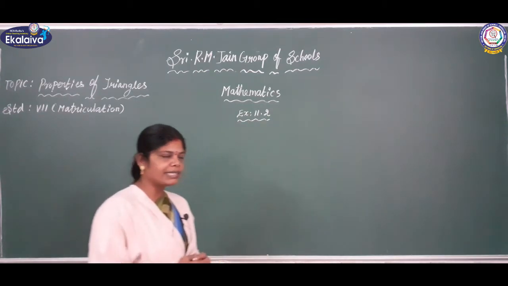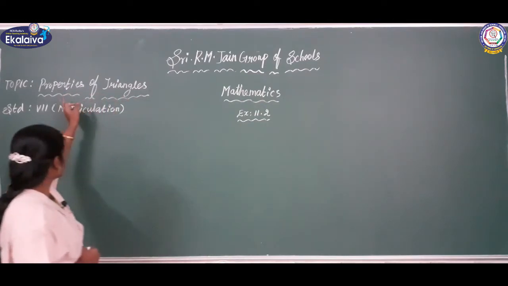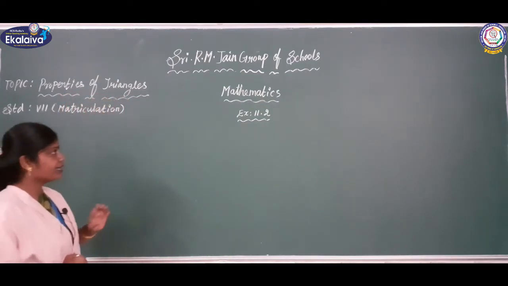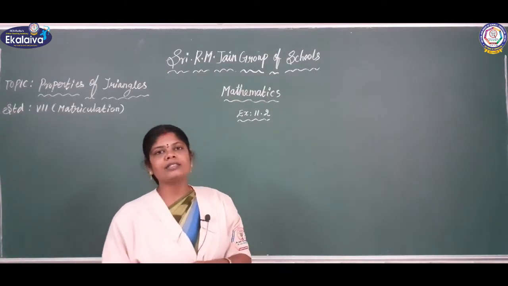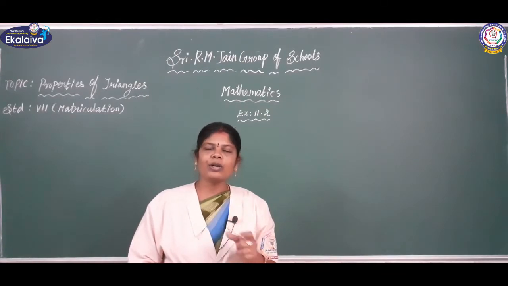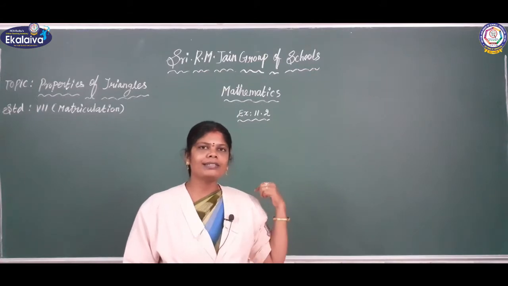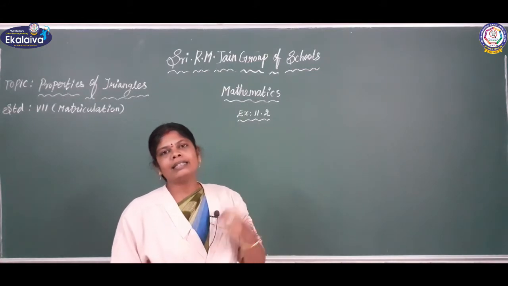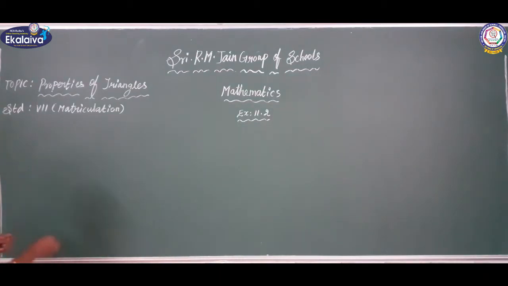Today we are going to see 7th standard matriculation maths. Topic is properties of triangles. Exercise 11.2. In this we are going to see the exterior angle theorem because we are going to solve the problems using this property. Okay, first I will explain the property, then we will move on to the sums. Okay, see here.